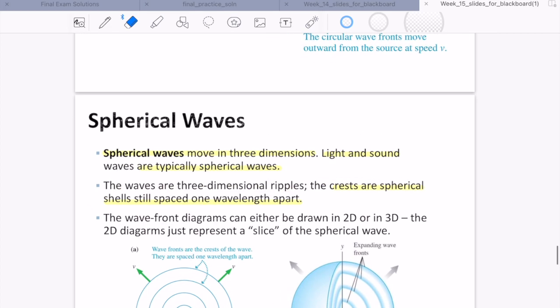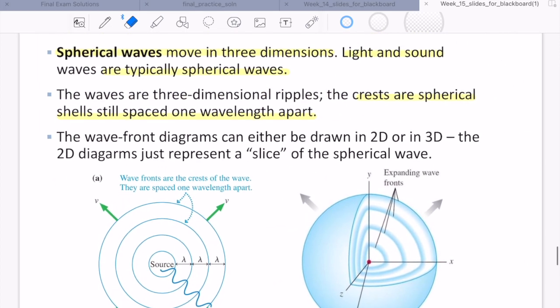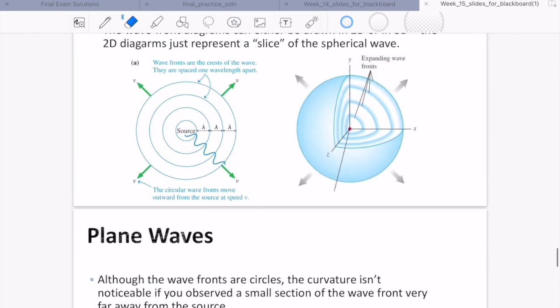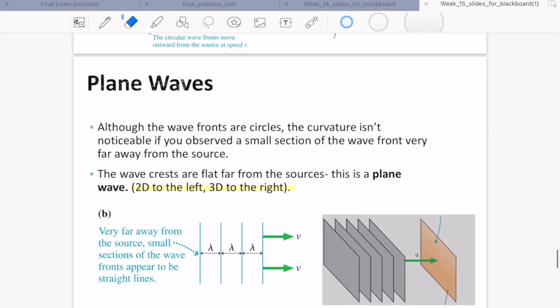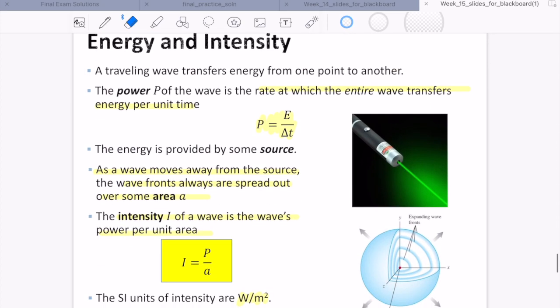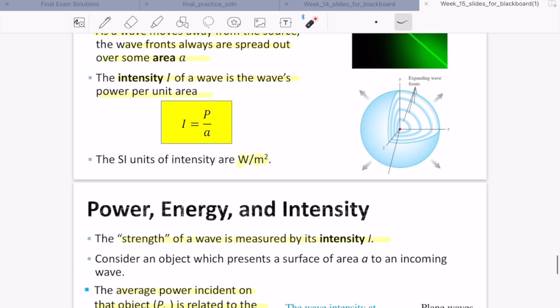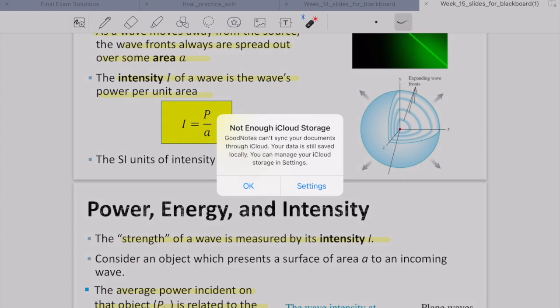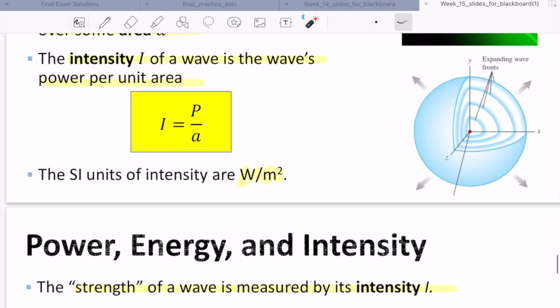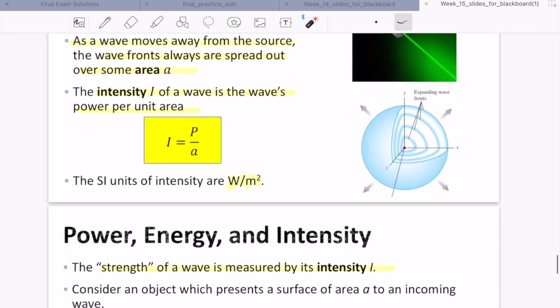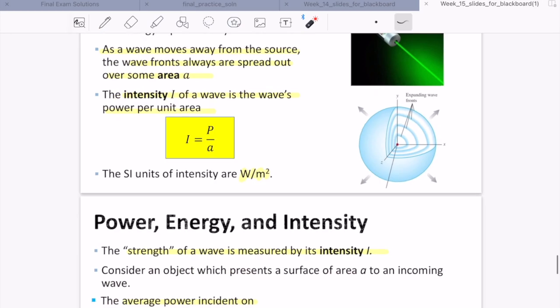But yeah, spherical waves would just be in 3D. And I think we use spherical waves for sound, right? Plane waves, you don't really have to know. There's not a lot of problems about that. But now we're getting to the concept of intensity, and intensity is just the strength, quote unquote, of a wave. So we can think about the intensity of a sound as the strength of the sound. Intensity is defined as the wave's power per unit area. So intensity is just the power divided by area, and those are units of watts per meter squared.